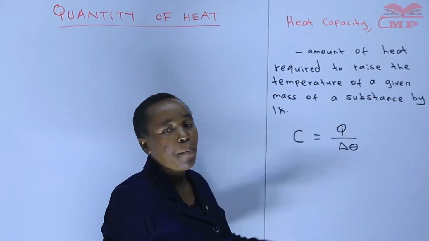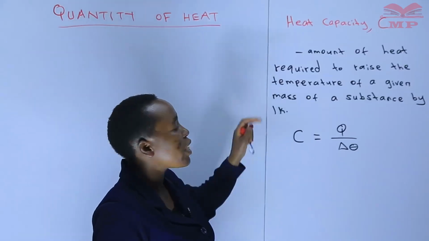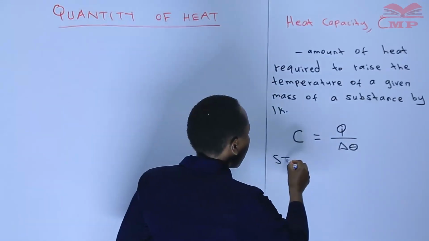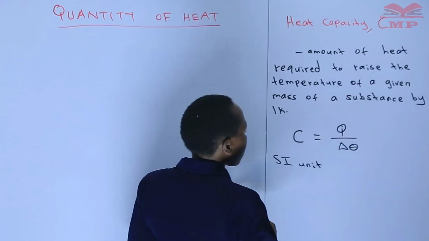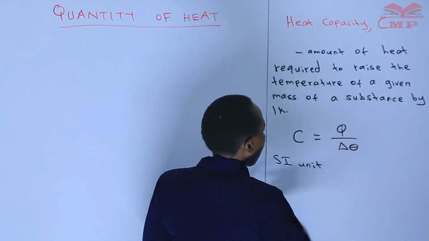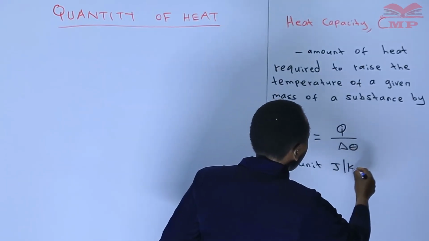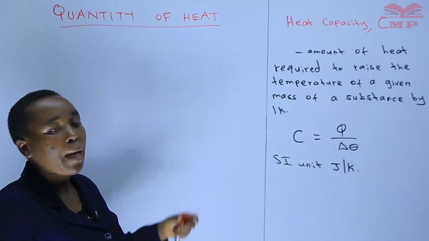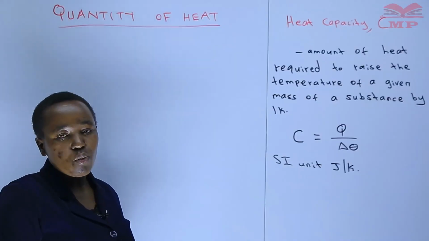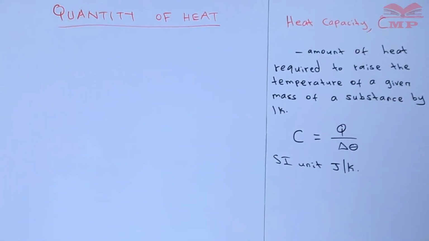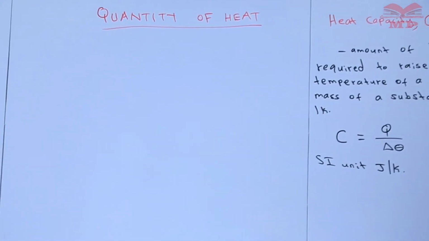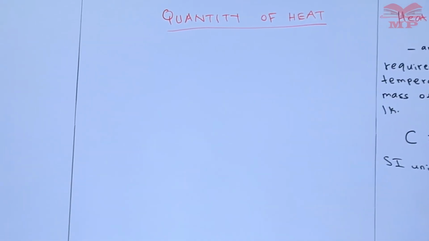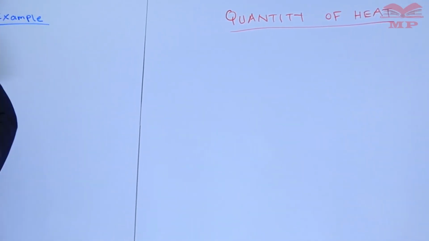And from this we were able to get the SI unit of heat capacity, which we said is joules per Kelvin. So the SI unit is joules per Kelvin. So we are going to do one question on heat capacity, then we can move on to our next subtopic. So we look at this question and work it out together on heat capacity.